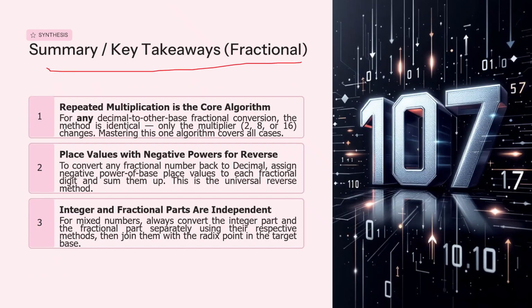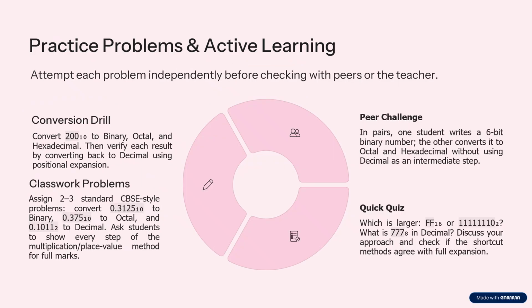Summary or key takeaways, fractional. Repeated multiplication is the core algorithm. Place values with negative powers are used to reverse. Integer and fractional parts are independent. Next.